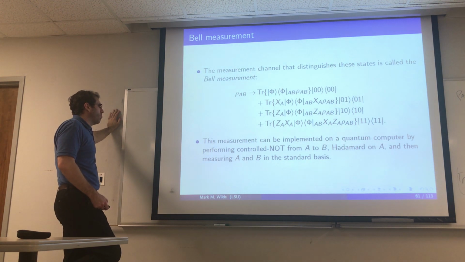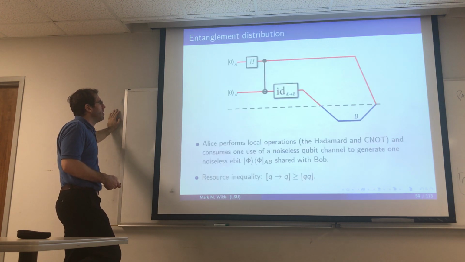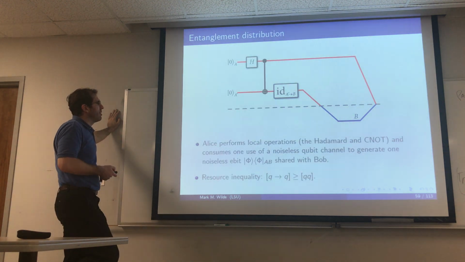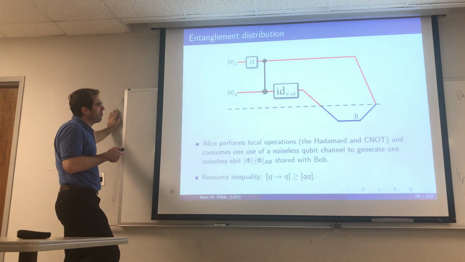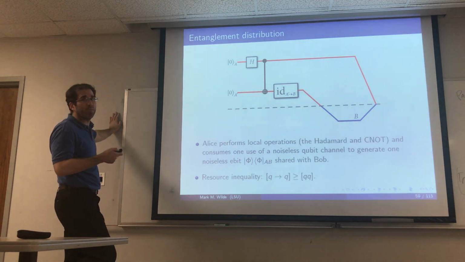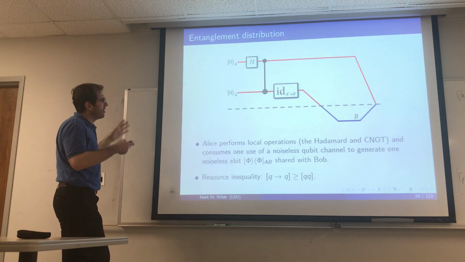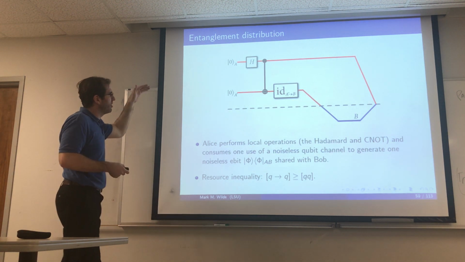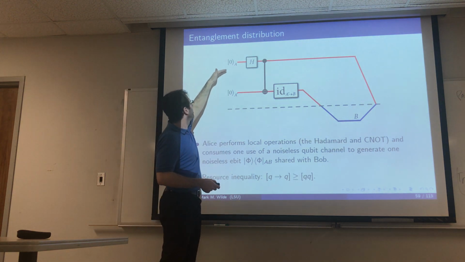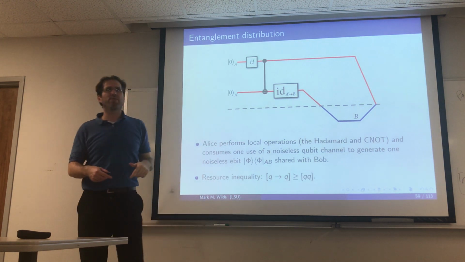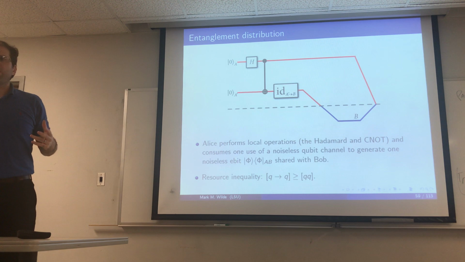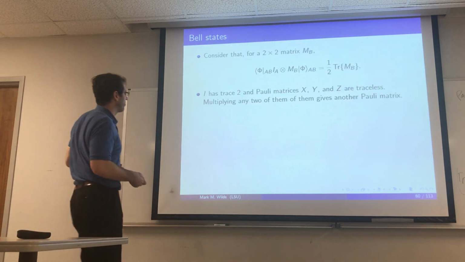You can do this by doing the opposite of what we used to make the Bell state, right? So to make the Bell state, we did Hadamard and CNOT. If you're trying to do the Bell measurement, you would do the CNOT and then the Hadamard, and then you could do a measurement in the standard basis, like sigma z tensor sigma z. And then that would realize the Bell measurement.